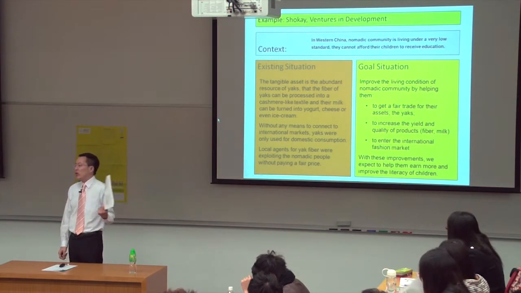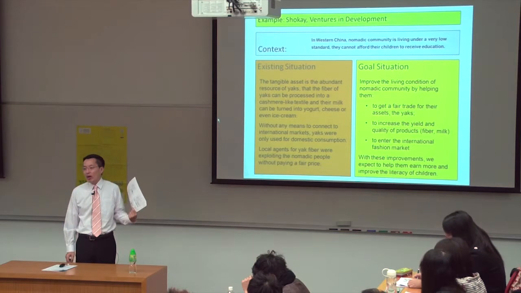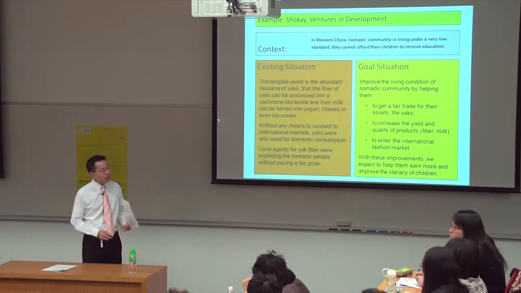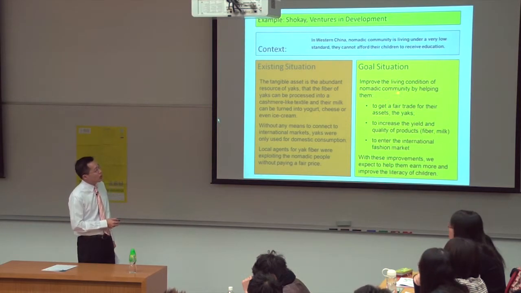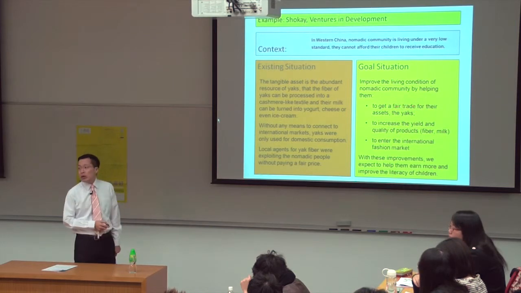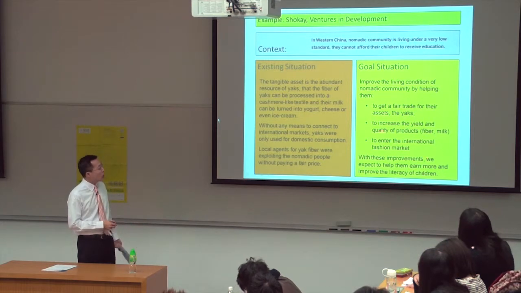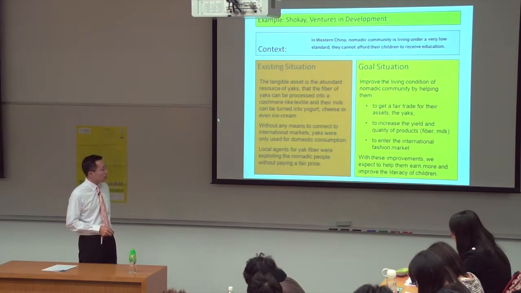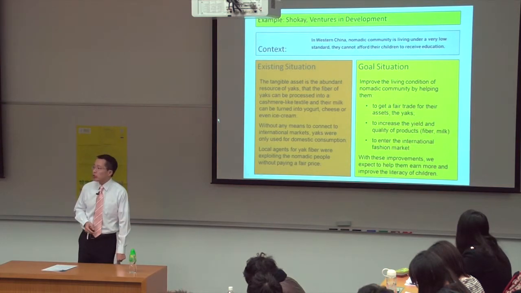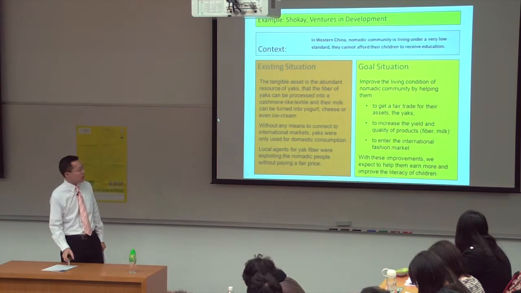This is very similar to the Indian fishery village case, but this is a real case from 5 years ago in China. And Marie wanted to improve that. The goal situation she found is that they need fair trade operations. They need to be treated fairly on price, and they can improve their technique in weaving the fabric and the quality of the milk or fiber products, and they can enter the international fashion market. So this is the goal situation that Marie imagined 5 years ago.